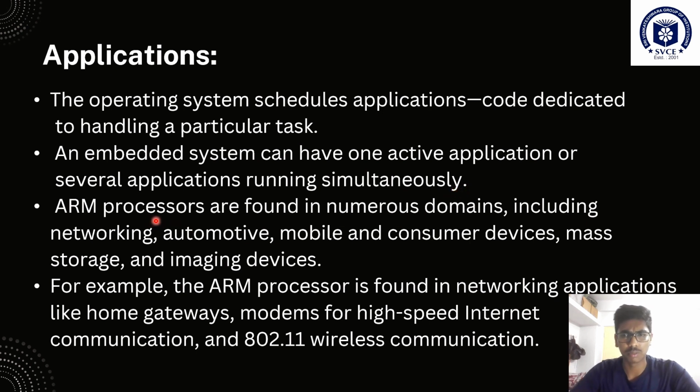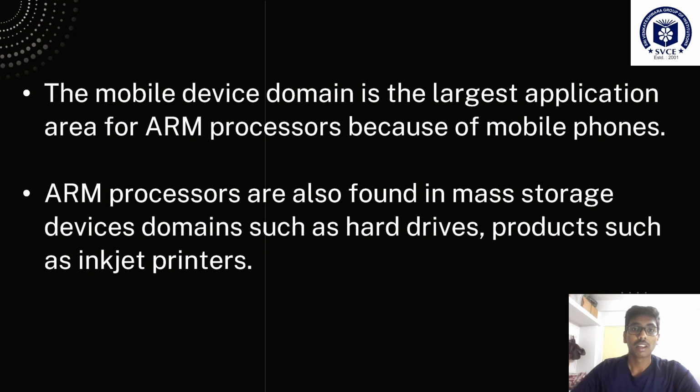ARM processors are found in numerous domains, including networking, automotive, mobile, consumer devices, mass storage, and imaging devices. For example, the ARM processor is found in networking applications like home gateways, modems for high-speed internet communication, and 802.11 wireless communications. The mobile device domain is the largest application area for ARM processors. The ARM processor is also found in mass storage device domains such as hard drives, and in products such as inkjet printers.